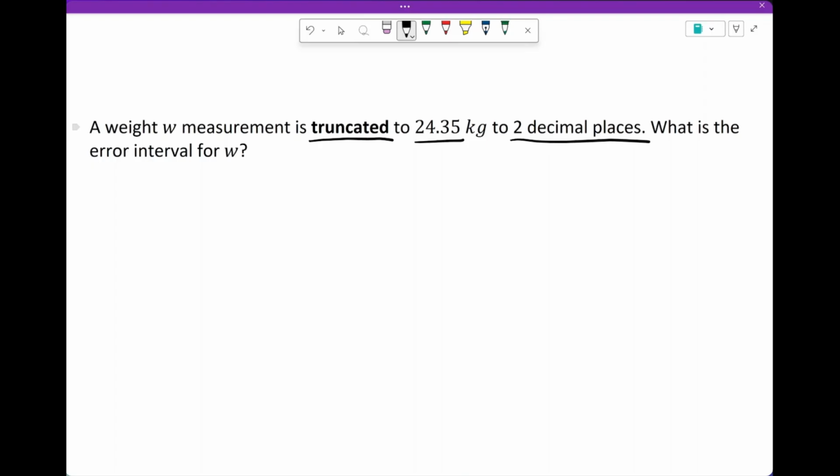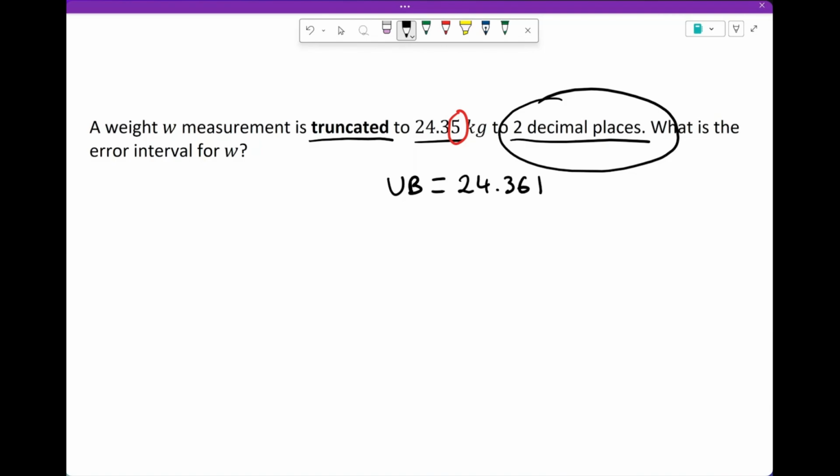So let's start with my upper bound. Well, we said for the upper bound, what we're going to do is go to our degree of accuracy, so the 2 decimal places, and figure out where is that second decimal place. Well, that's going to be the 5, and we're simply just going to add 1 to that place value. So we're going to get 24.36 kilograms. That's my upper bound. Then my lower bound, well, that's the easiest part. That is just going to be the number itself.